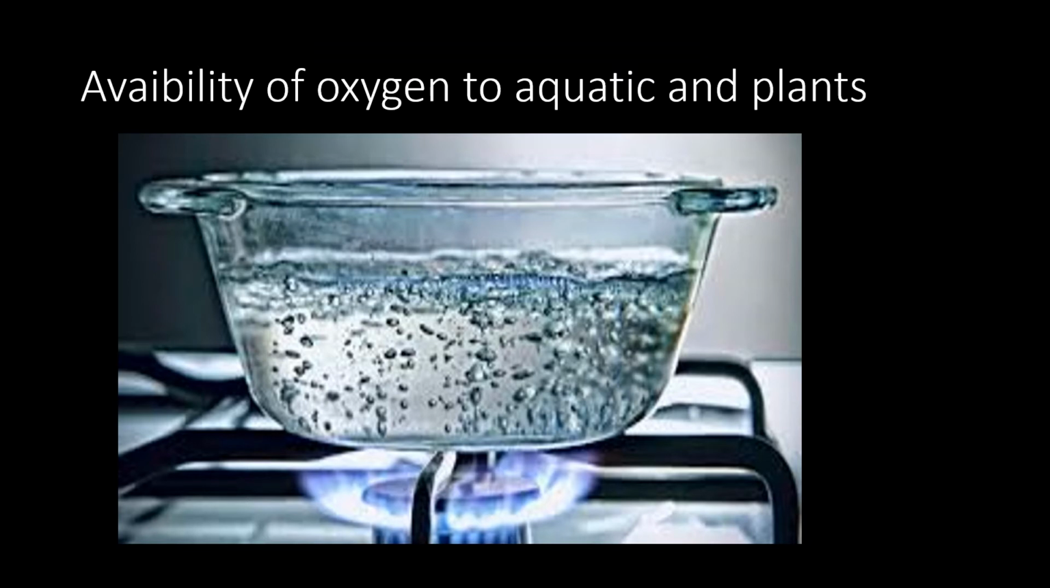Let us see the availability of oxygen to aquatic animals and plants. To understand this, let us perform an experiment. We are wondering how the fishes are living in the water, from where they are getting oxygen. This experiment shows that oxygen is dissolved in water. And this dissolved oxygen, fishes are getting for respiration.